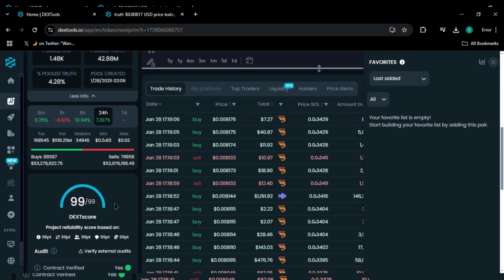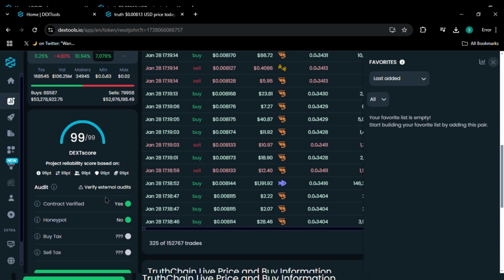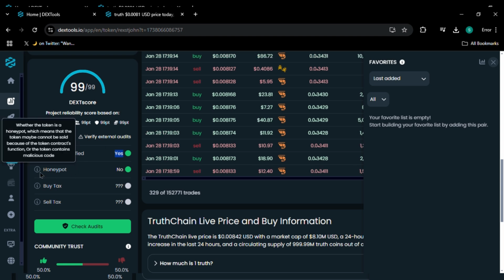And just like I told you earlier, one key feature is the Dextools reliability score, and this score out of 100 is based on metrics like project data, transaction history, liquidity, and contract creation date. A score above 80 is generally promising, but cross-referencing with other tools is a must.